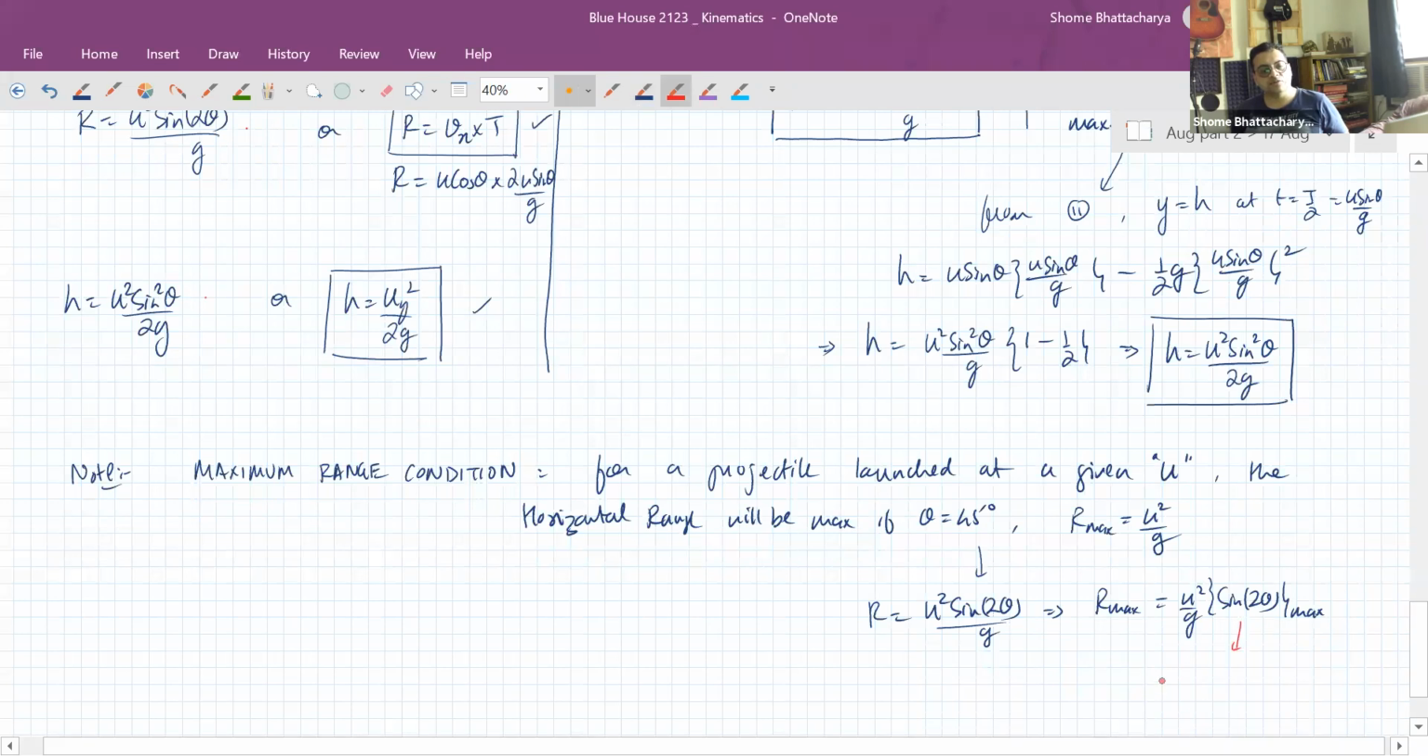And the condition for that is that the angle 2 theta should be 90 degrees. So theta should be 45 degrees. So if we want to throw something most effectively as far as horizontal range is concerned, then we should be able to launch it at a 45-degree angle of projection. Then for that given speed of projection, we will get the maximum range. So that is called the maximum range condition.